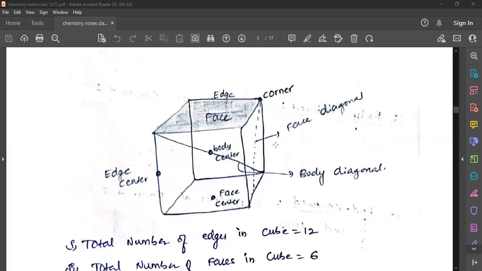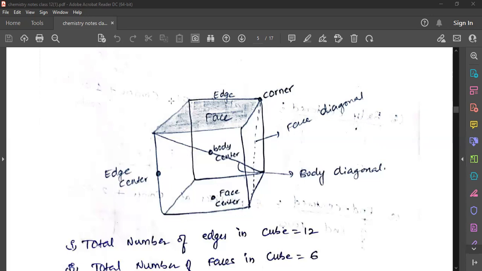So any doubts in this diagram? Edge, corner, face, face center, edge center, body diagonal, body center. These are the lattice points inside the unit cell. Generally, we place the atoms or particles only at these points: the corners, the edge centers, face centers, body center, along the face diagonal or along the body diagonal.